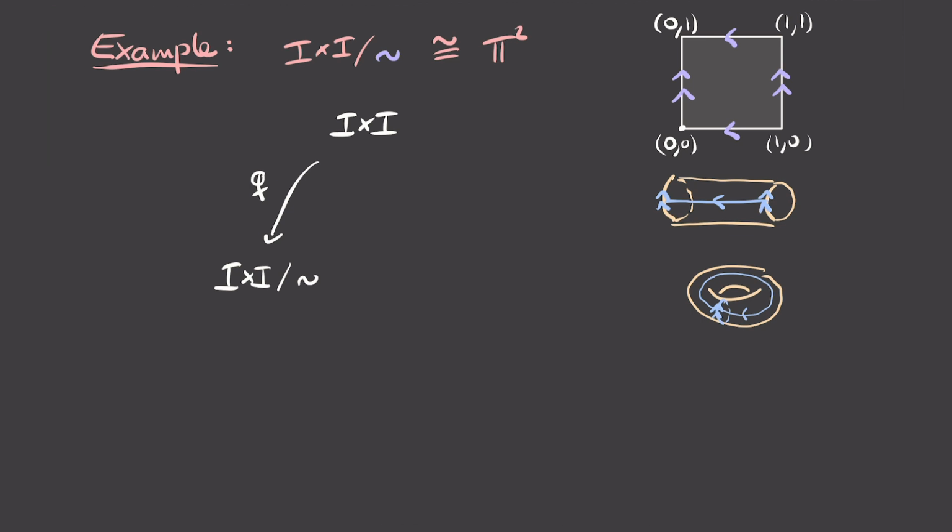So the first thing it's identifying is all the points here on the top with the ones on the bottom. And basically these are all the points with y-coordinate 1, and these are all the points with y-coordinate 0. So tilde here is the equivalence relation induced by the following identifications. So we're identifying x, 1 with the same x-coordinate, but now with 0 y-coordinate. So whenever we have a point up here, let's say 2/3, 1, we're identifying it with 2/3, 0.